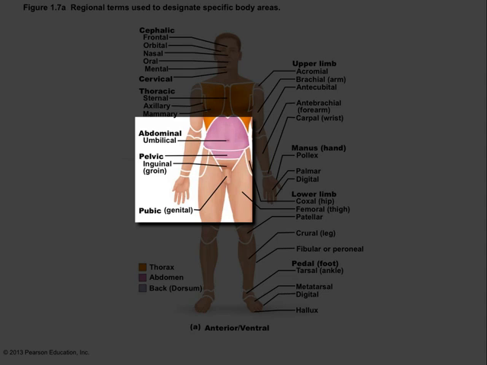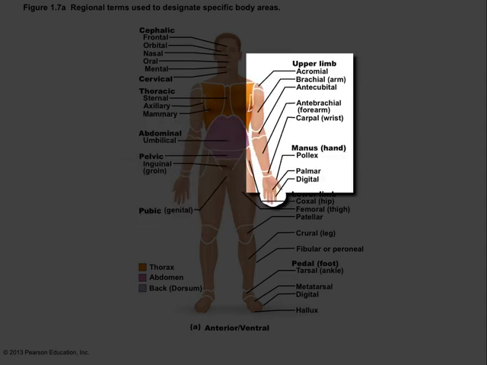Move down to the purple area where we have the abdominal area. In the very center of that, there would be the umbilical area right around your navel. Below that area, we get to the pelvic area. The inguinal area would be the groin. The pubic area contains the genitals proper.